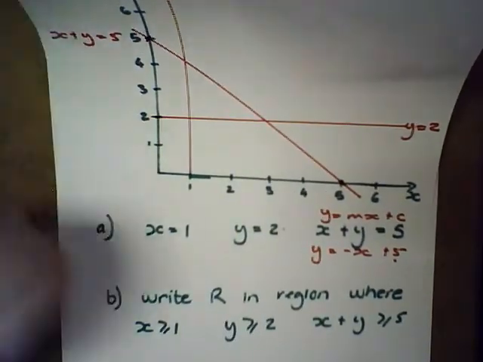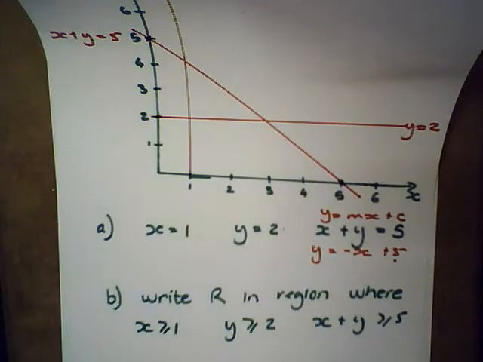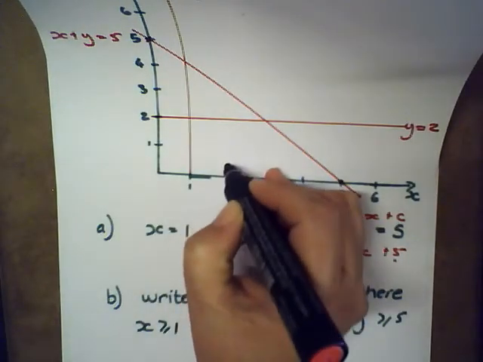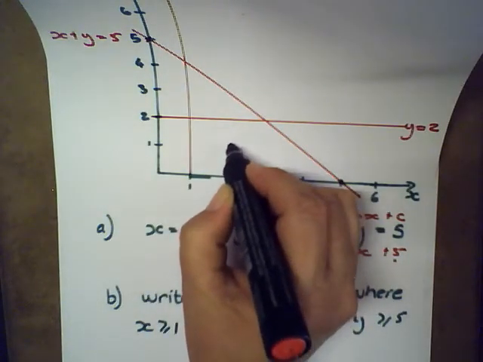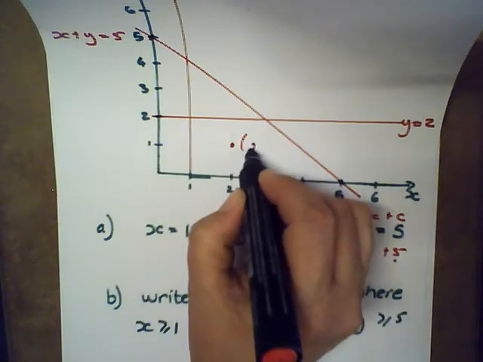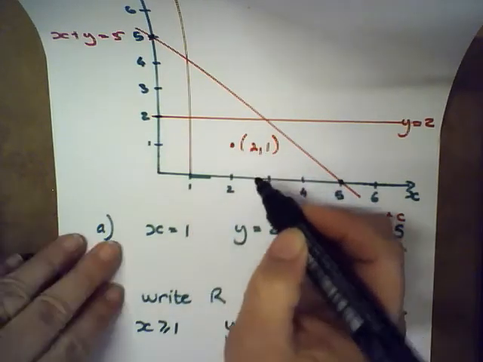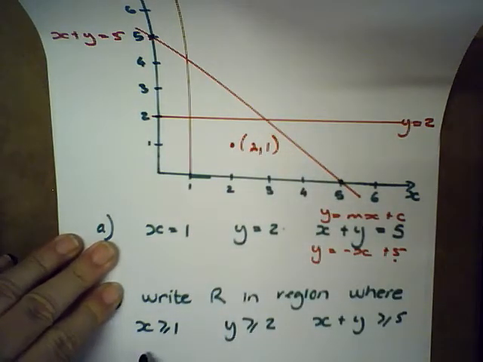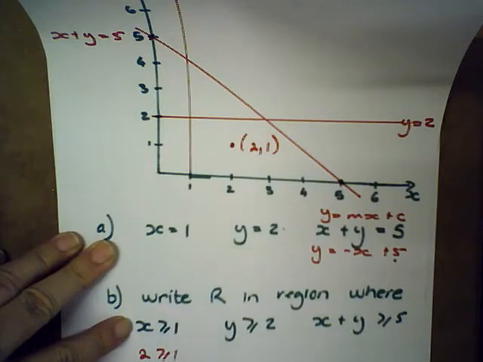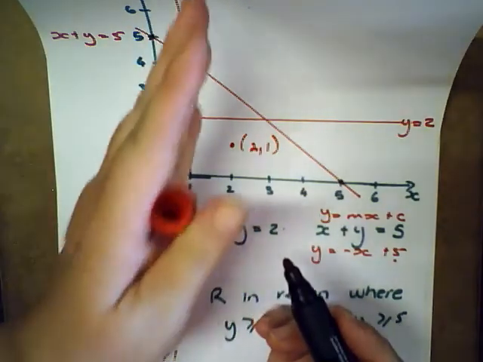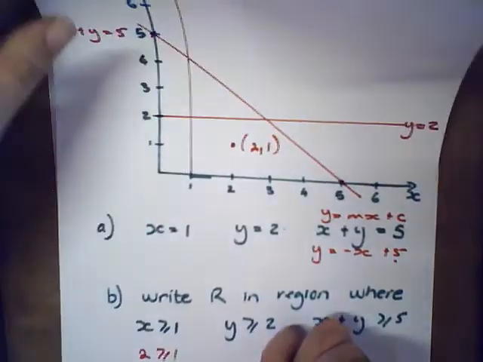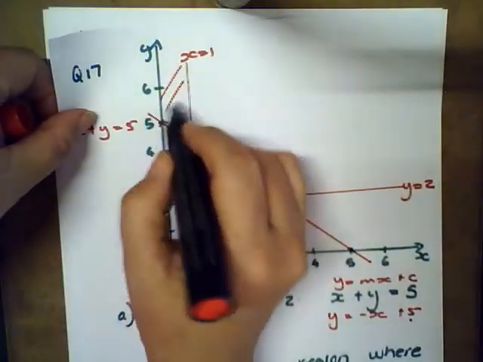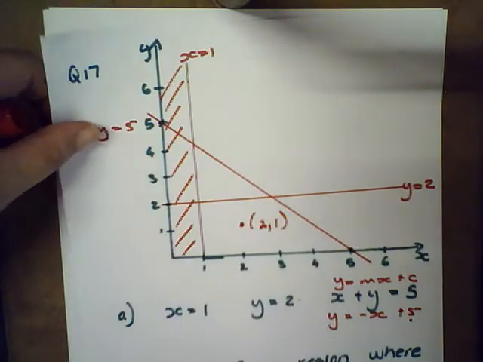For the next part, they say write R in the region where the following is true. So x must be greater or equal to 1. I'm selecting a point that is not on one of those lines. I'm selecting the point (2, 1). Now I substitute it in. 2 is greater or equal to 1. Is that true? Yes, it is true. So from this line, that part would be part of my solution set. I'm just going to shade the other side.